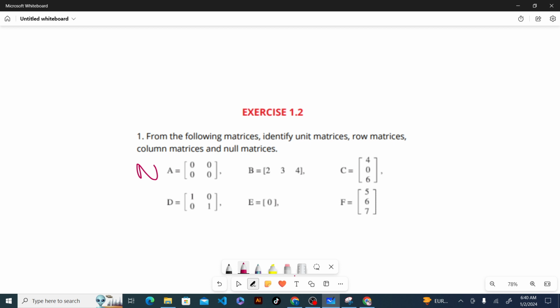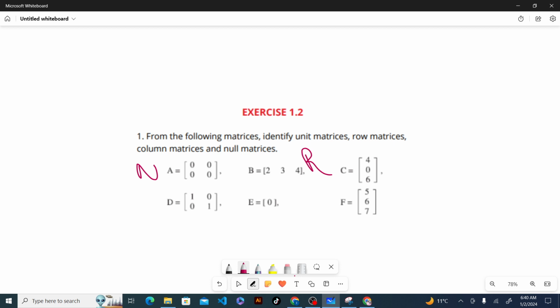Now come to the second one, that is B. B is equal to 2, 3, 4. We have 3 elements, but only one row and 3 columns. In this matrix, we have only one row. So this is clearly defined as a row matrix.